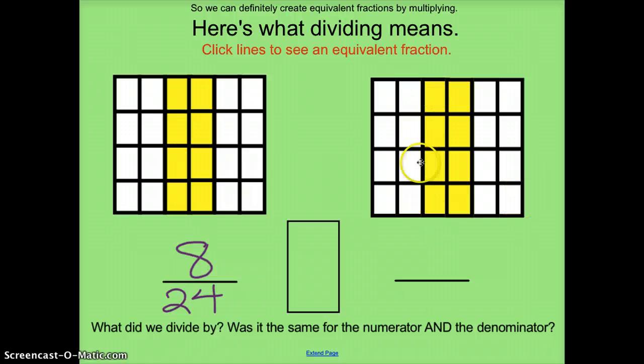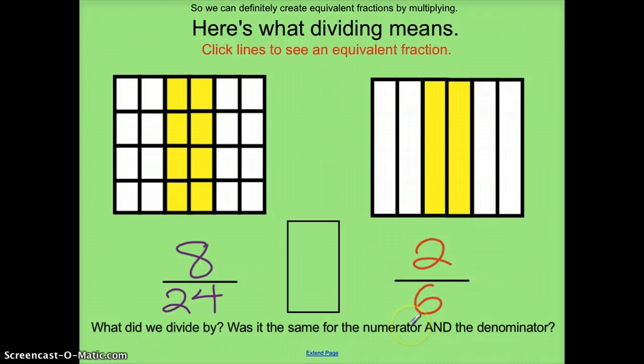I know that one's going to stay. It separates the numerator from the whole. Maybe this one. Oh no, that's got to go too. Maybe here, here, here, and here. So it looks like my fraction has all pieces the same size, and I've got 2 out of 1, 2, 3, 4, 5, 6. 2 out of 6.